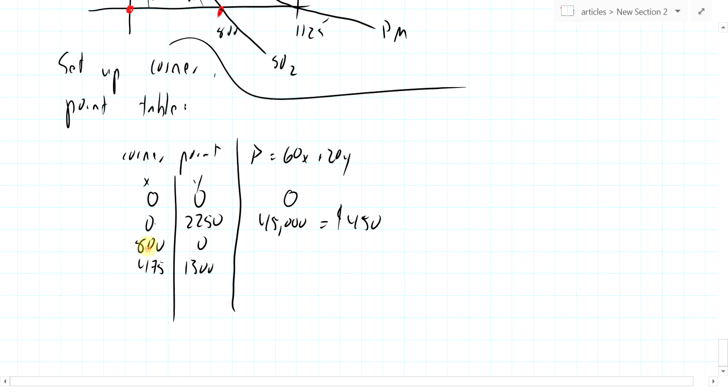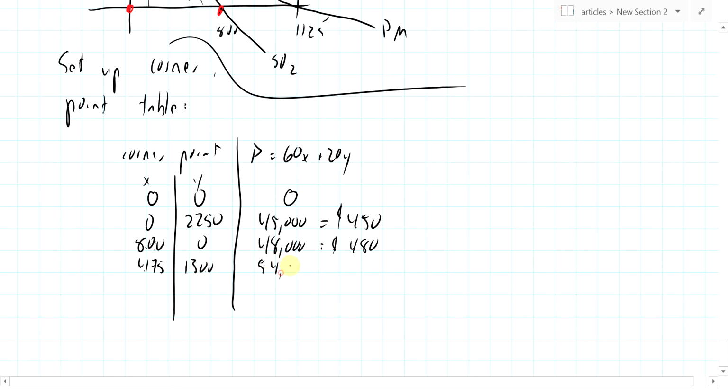If we're running just the old one, 800 gallons a day, we make 48,000 cents, which is $480. So just running the old one, we get much less of it, but the profit margin is so much bigger. It's 3 times as big, and you actually make more money. And then finally, what about the third one? X equals 475, y equals 1300. Our profit is 54,500 cents, which is $545.